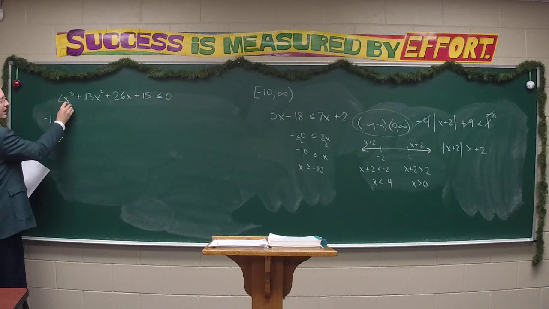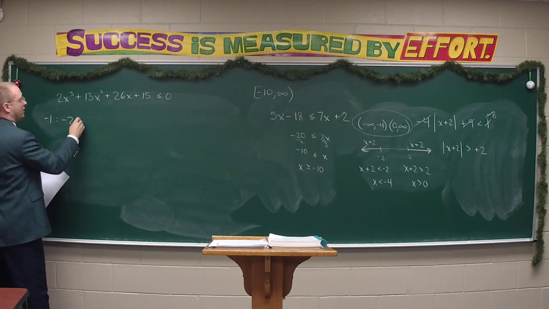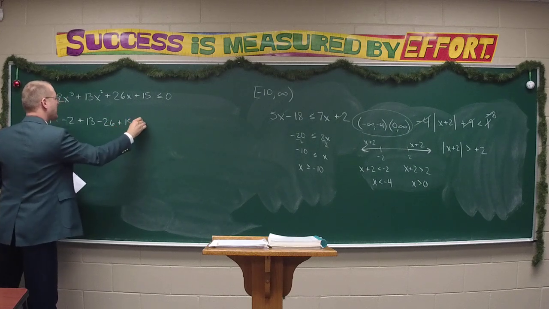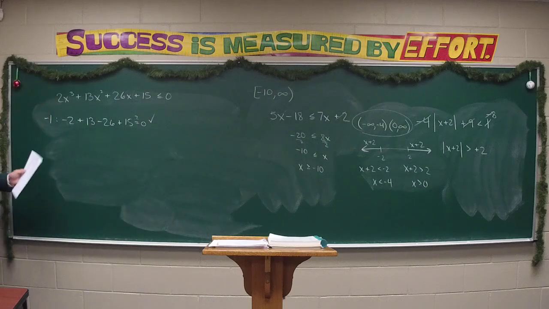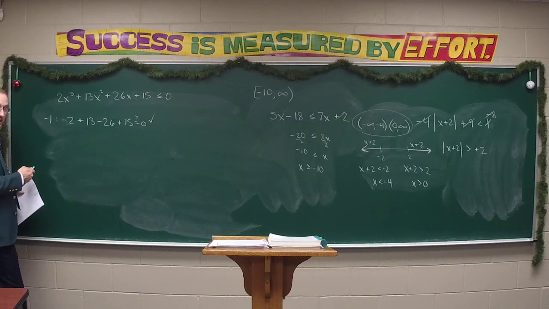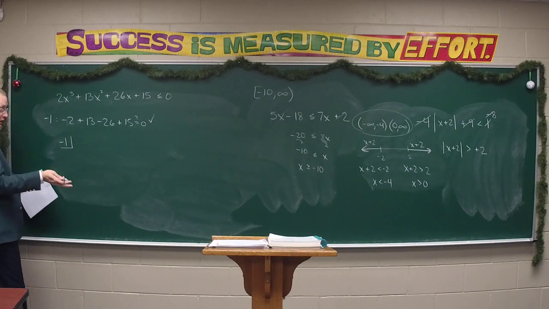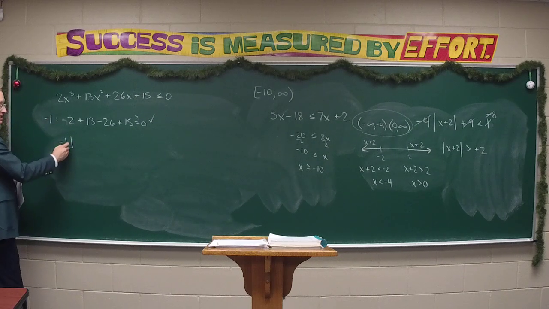When we plug in negative 1 here, that gives us negative 2 plus 13 minus 26 plus 15. Does that equal 0? Yes. I'm really glad that worked. So the negative 1 checks out, which means we're going to do some synthetic division. Factoring is division, so we're going to synthetically divide to figure out these factors. And remember, put the root itself in the half box.